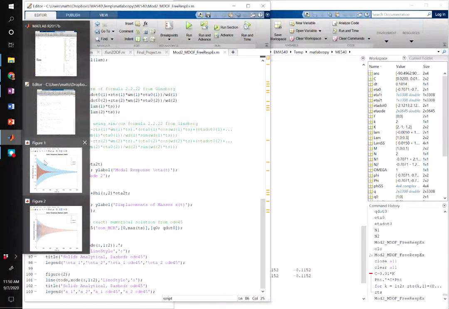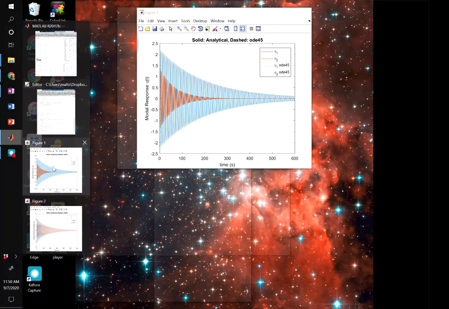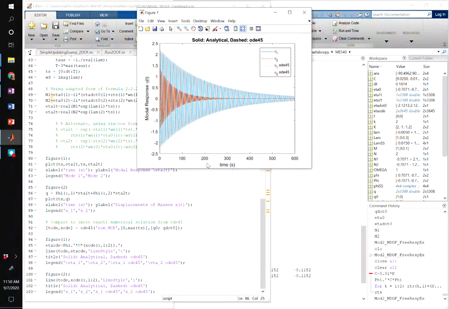All right, so in this first case, let's first look mode by mode. So eta 1 and eta 2, these are the two modes of the system. Eta 1 has lower frequency, eta 2 has higher.